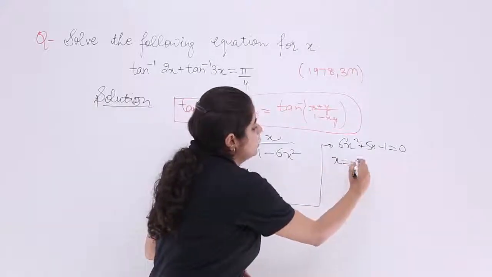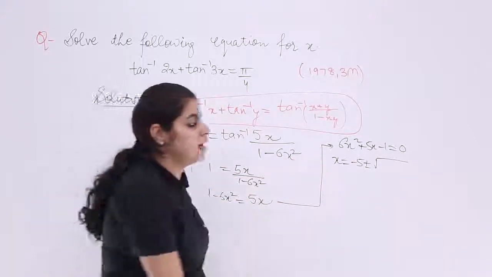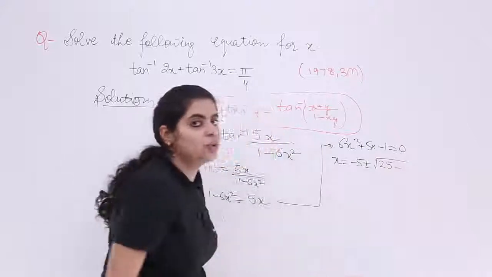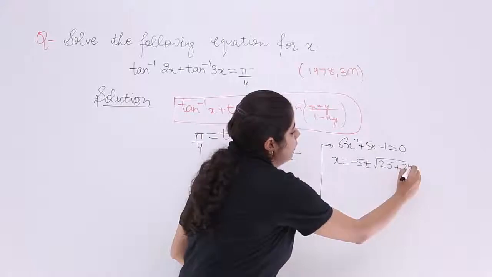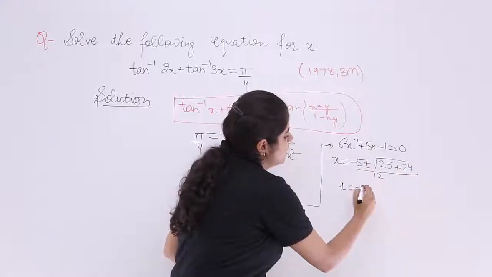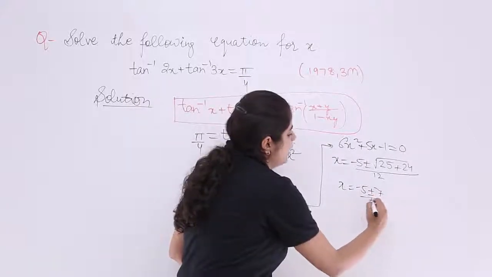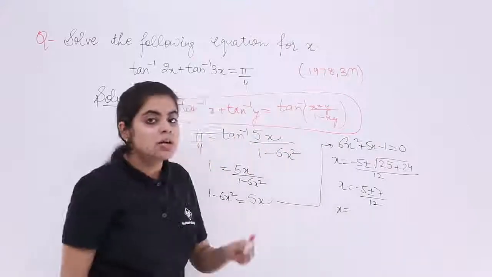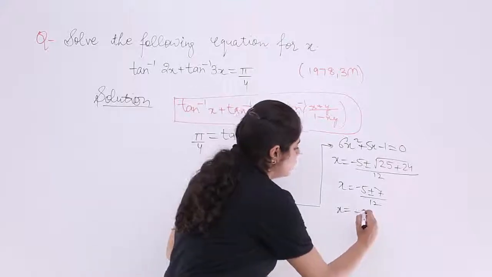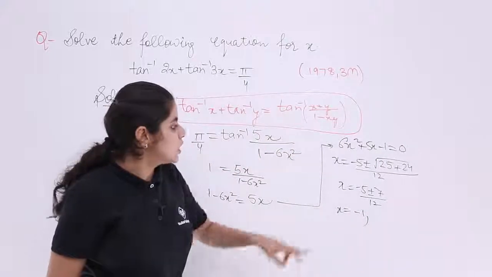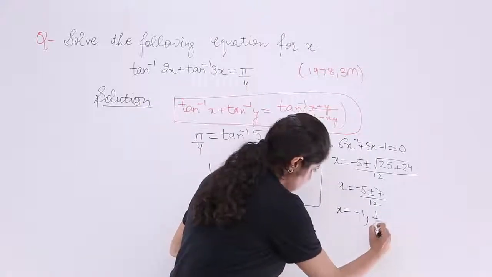The two roots are x is equal to minus b plus minus under root b square. B square is 25 minus 4 into a into c. So, minus 4 into 6 into minus 1 is 24, upon 2a. So, x is equal to minus b plus minus root 49. What is under root 49? It is 7, upon 12. Now, what is x? First root is minus 5 minus 7 upon 12, which is minus 12 upon 12, which is minus 1. The second root is minus 5 plus 7 upon 12, which is 2 upon 12, which is 1 by 6.